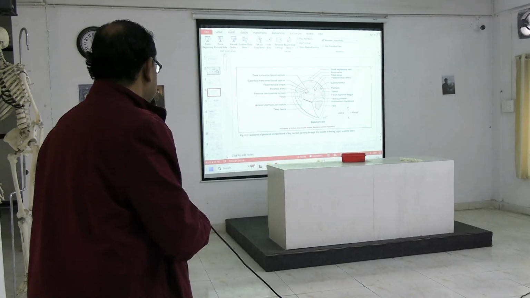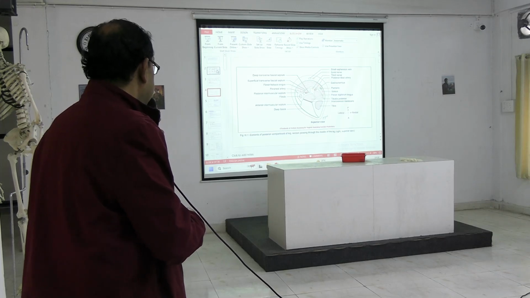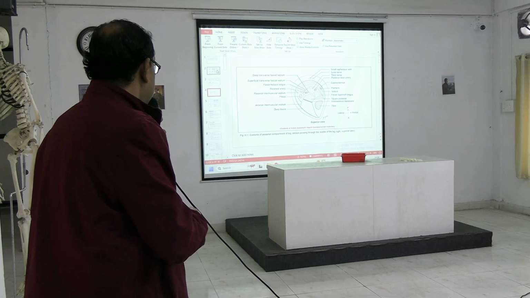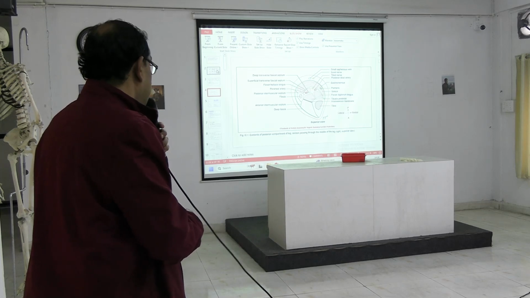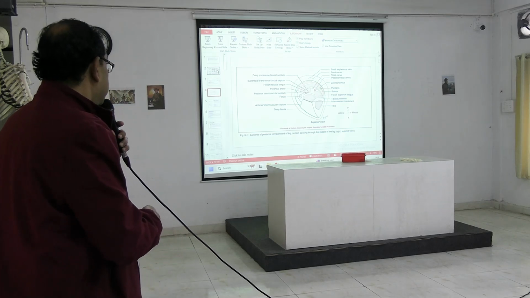We have already seen this is the tibia and this is the fibula. So this is the anterior compartment, with the interosseous membrane in between tibia and fibula. This is the lateral compartment, and the anterior compartment. So we have already come across these compartments. So this is the posterior compartment.